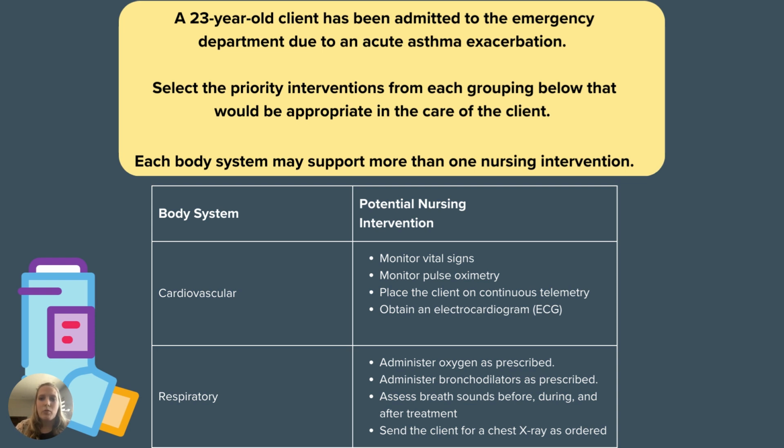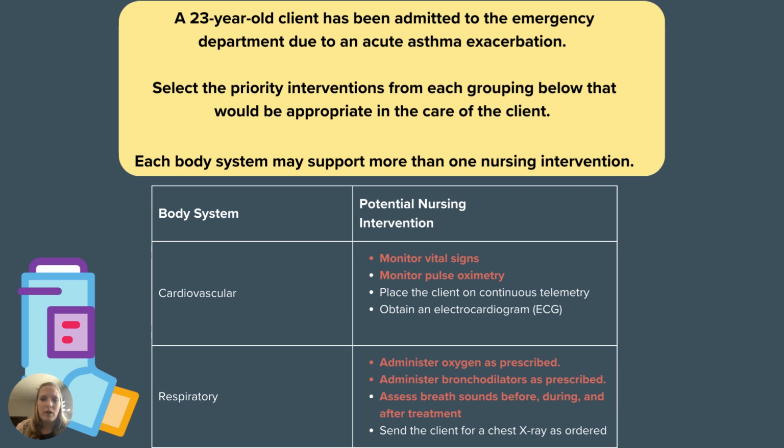Each body system may support more than one nursing intervention. So you see here on our table, we have our body systems, cardiovascular and respiratory, and then some potential nursing interventions. Go ahead and pause this video if you need a minute to read those over, and we'll go over it and talk about it. And here are your answers. So for our cardiovascular body system, the correct answers are monitor vital signs and monitor pulse oximetry. And for our respiratory body system, we have administer oxygen as prescribed, administer bronchodilators as prescribed, and assess breath sounds before, during, and after treatment.